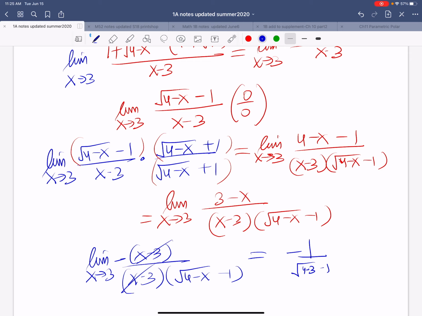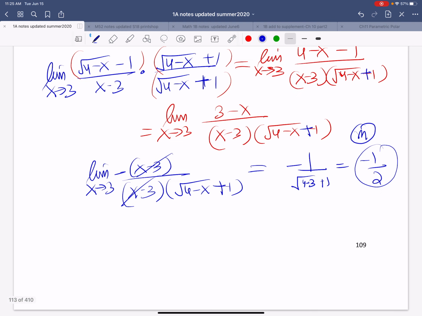Let's see. x minus 3 times square root of 4 minus x, plus 1. Oh, there is a plus 1 here. So we multiplied by the conjugate. That was a plus 1. That's why. So that would be negative 1 over 2. That is going to be my slope. Slope m is negative 1 over 2.